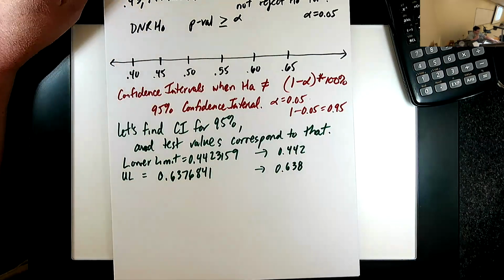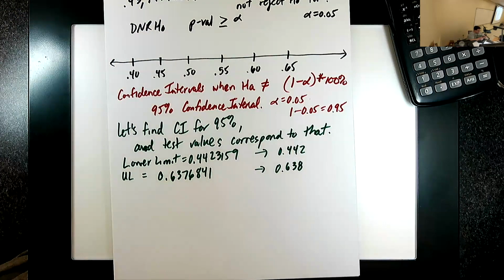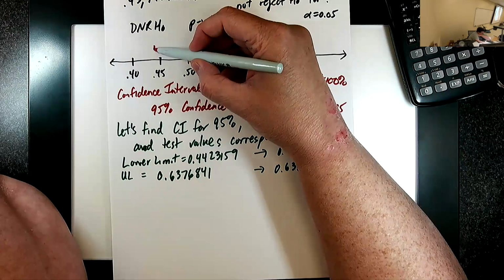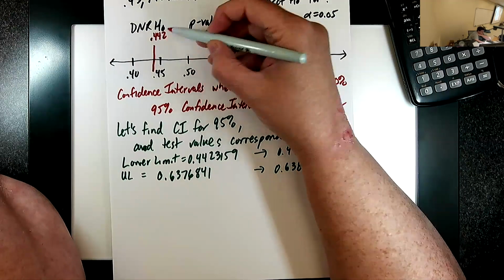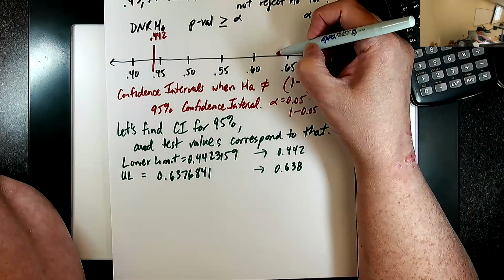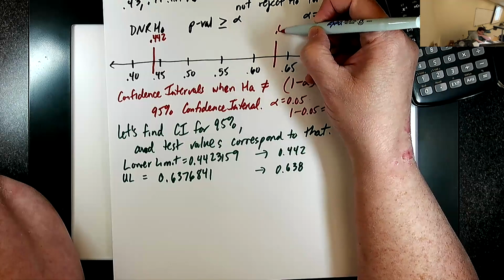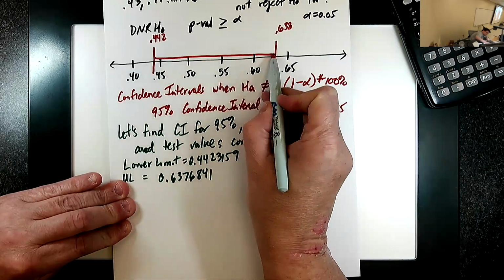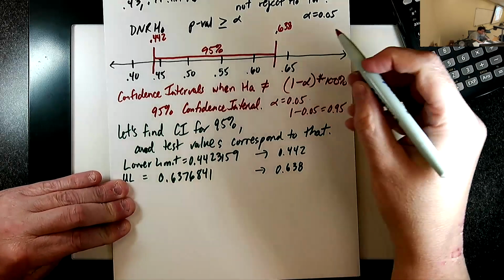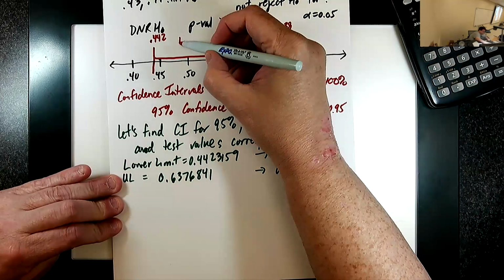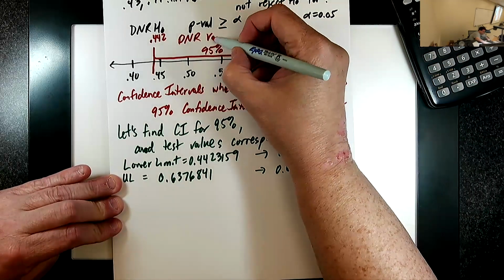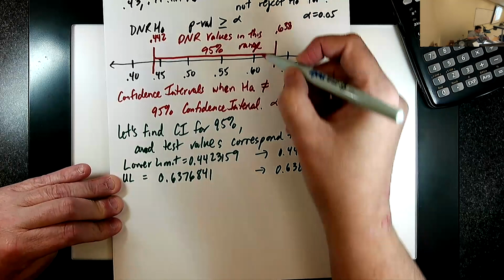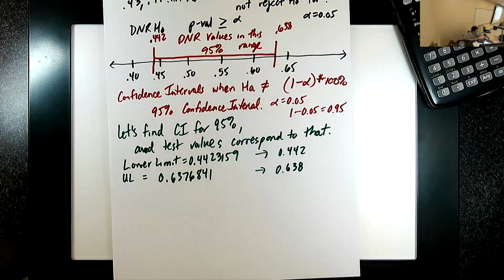Where does that show up on my map? Up here, on my confidence interval, 0.442 is right about there. And 0.638 is right about there. So this is my 95% confidence interval. We do not reject values in this range. And it always corresponds to the alpha. Alpha was 5, so it gives us 95%.